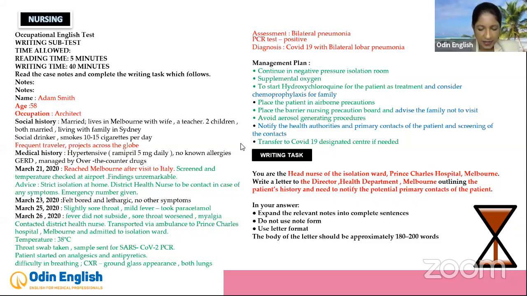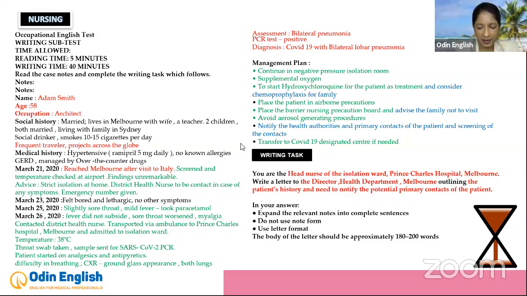Bandana Devi: "As the above-mentioned circumstances remain unchanged, it would be greatly appreciated if you could assess and examine Mr. Smith and screen his primary contacts." Well, Bandana Devi, there is a mistake there because the health department's director is not going to assess Mr. Smith. He will just identify and screen the primary contacts.